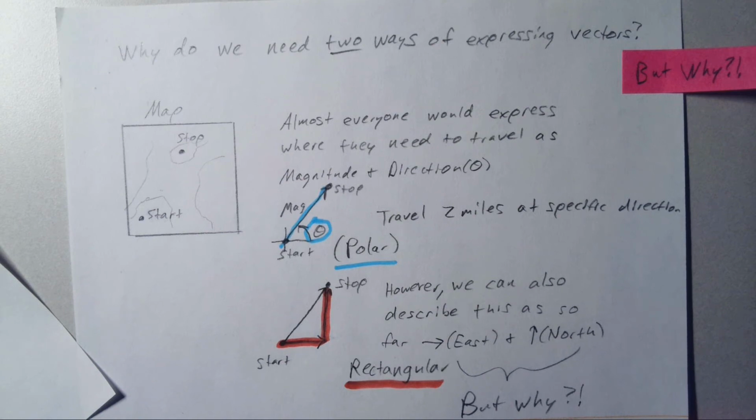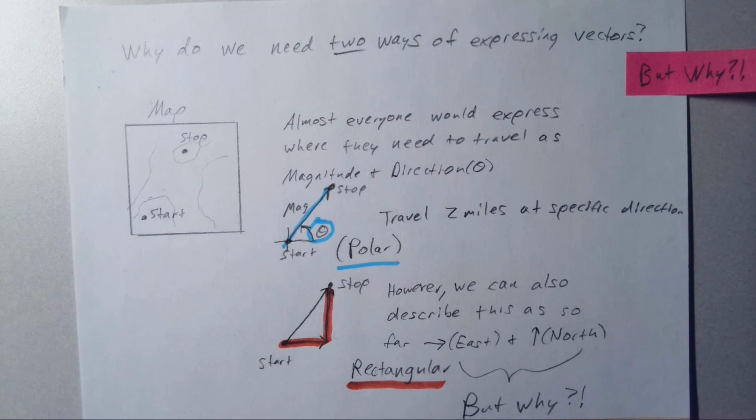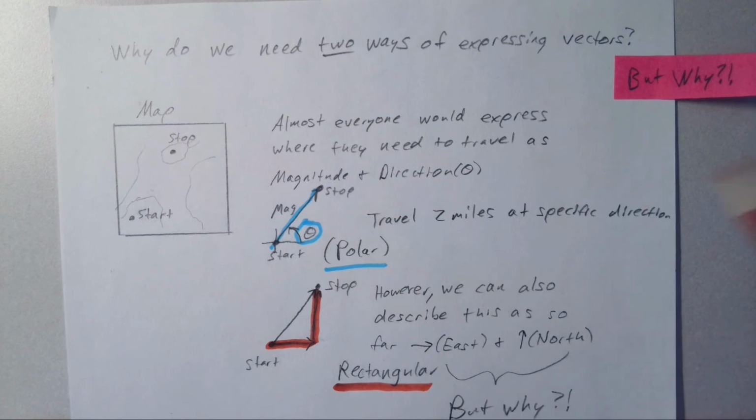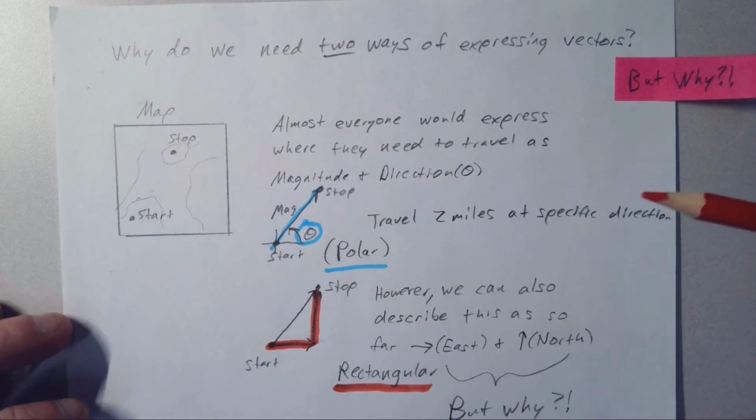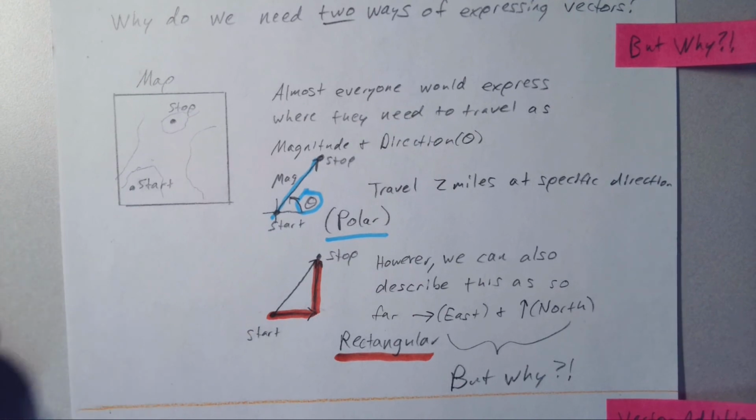So why do we need two ways of expressing vectors here? Okay, this is really an important part. I'll go back and I can correct my mathematics on that, so I apologize there. Why do we need two ways of expressing vectors? It's because of the difference of how we think in the real world versus how we think sort of mathematically. Okay, so here's an example.